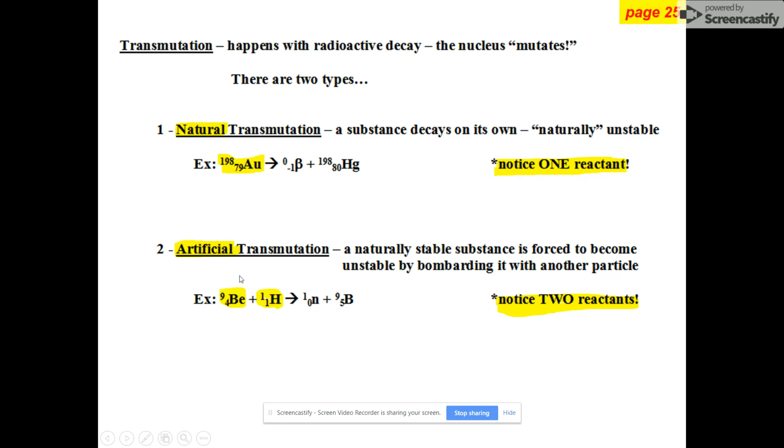In this artificial transmutation example, we've got beryllium 9 slammed into by a proton, a hydrogen nuclei, mass of 1, charge of 1. Those two particles slam together. That's because in artificial transmutation, we take a naturally stable substance like beryllium 9, we force it to become unstable by bombarding it with another particle. That would be this proton, this hydrogen 1 nuclei, and then it goes through transmutation. So artificial, there have to be two reactants. Natural, there's only one reactant. It's naturally unstable. It goes through transmutation on its own.